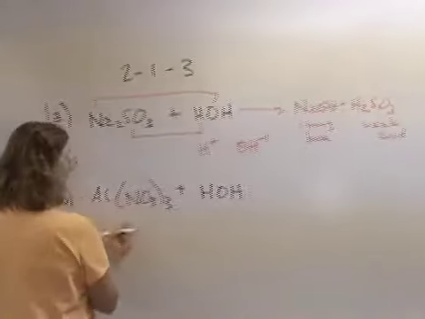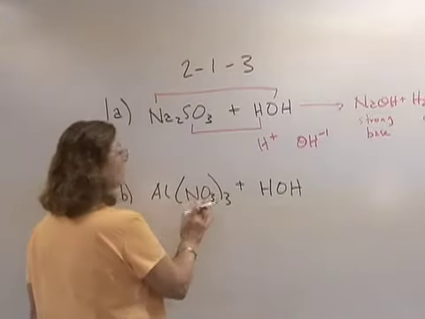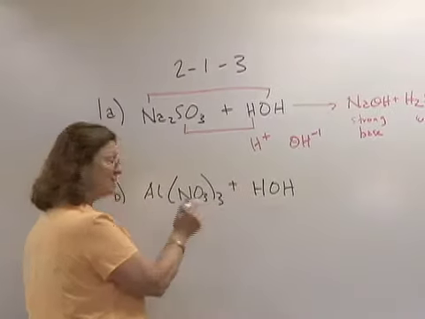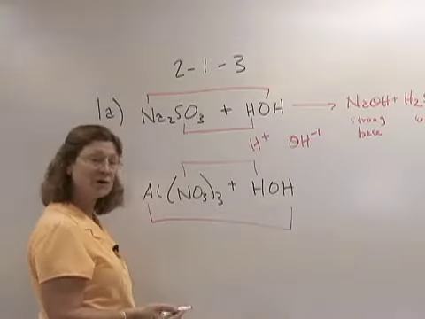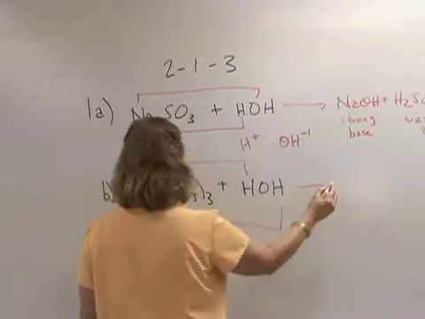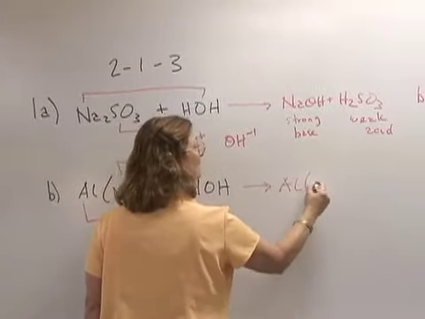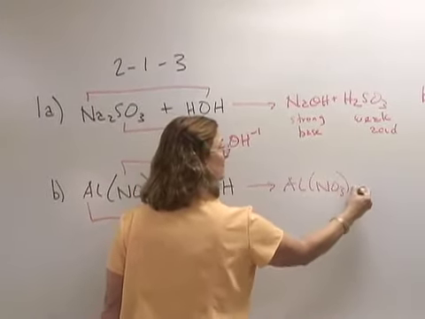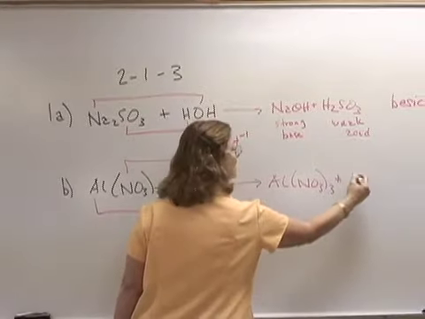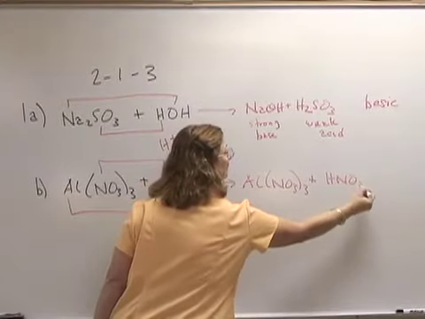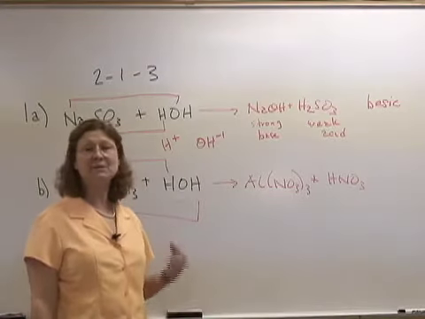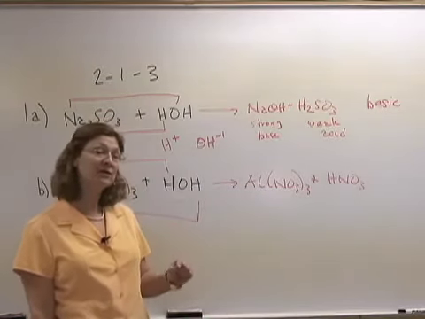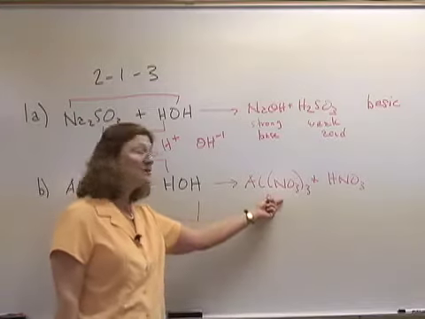In the second one, we have aluminum nitrate. And again, we're doing the do-si-do. They're changing partners, and we will get aluminum hydroxide and nitric acid. Now, in these, you do not need to worry about balancing the number of atoms. However, it is critical that you get your formulas correct.